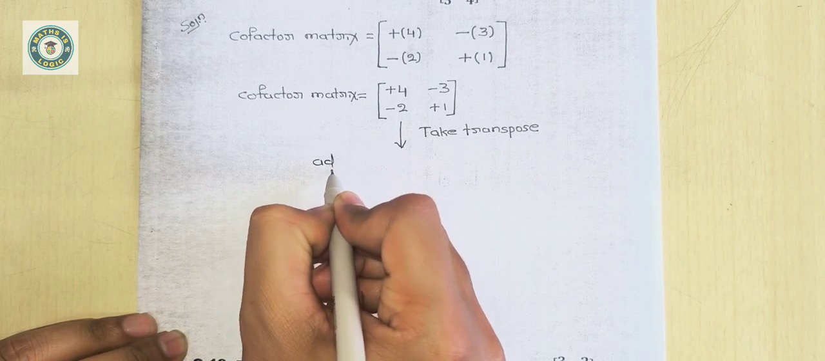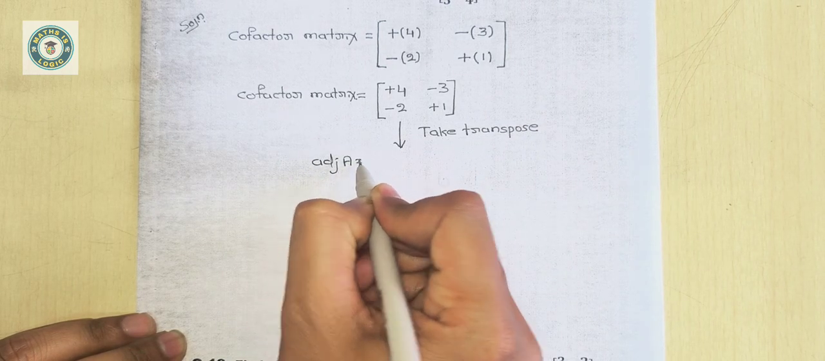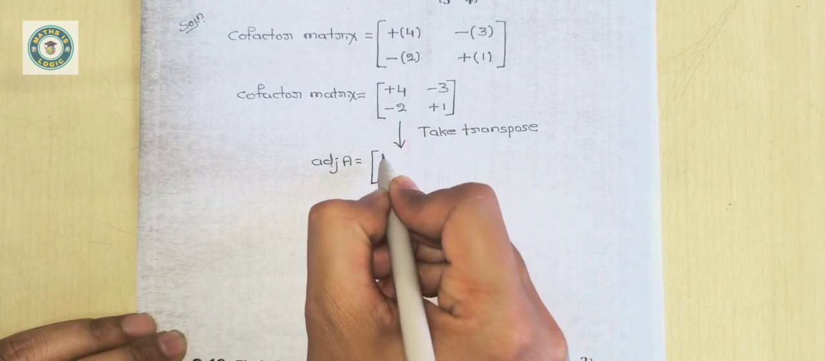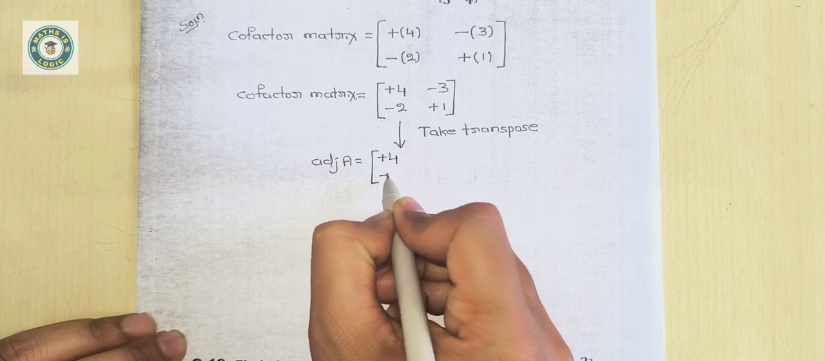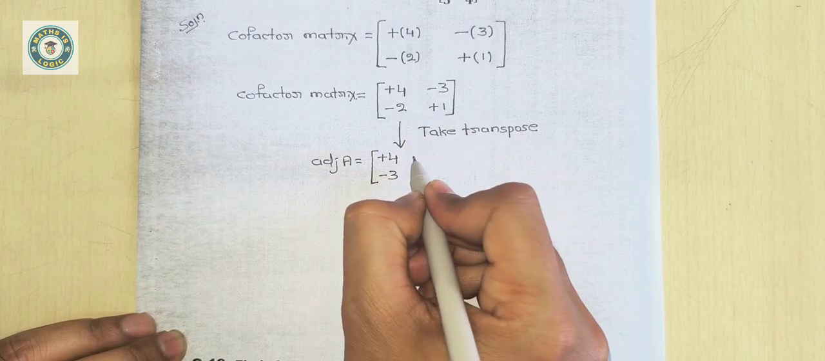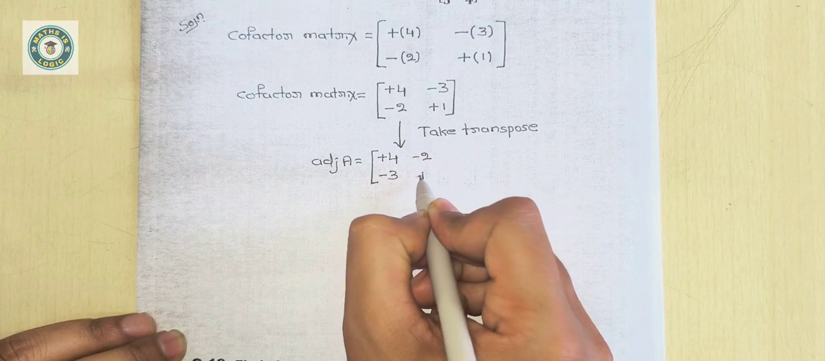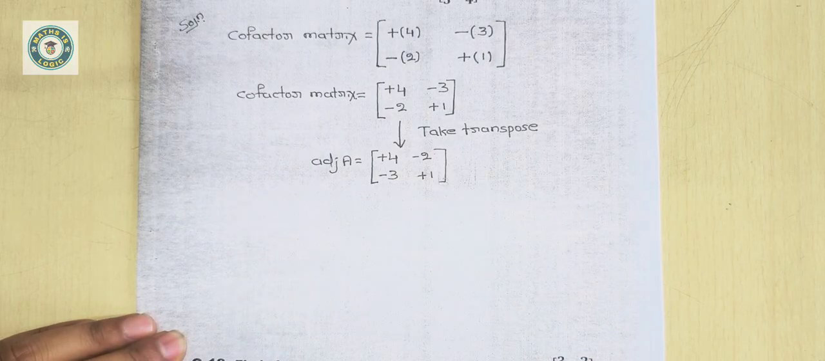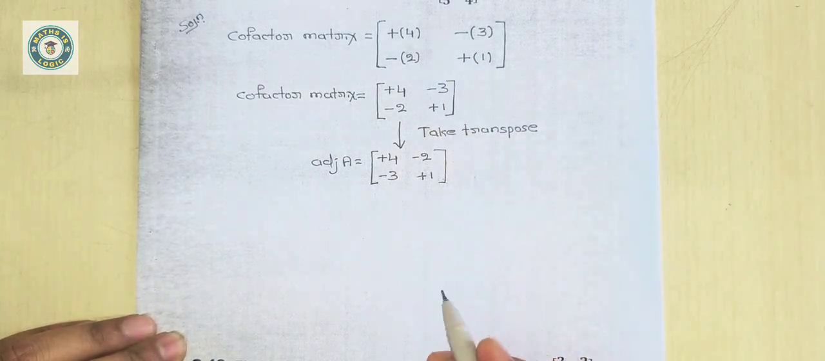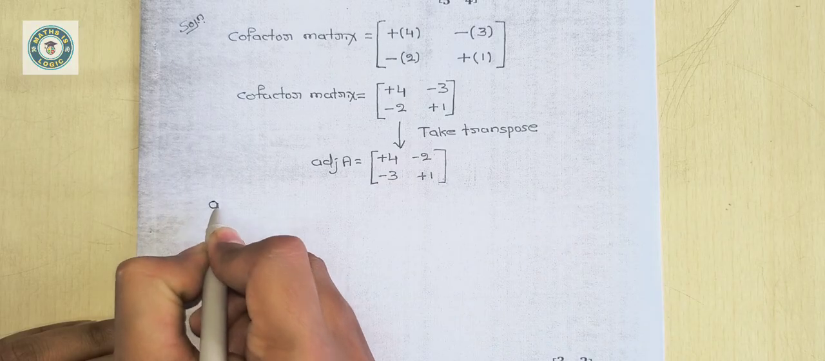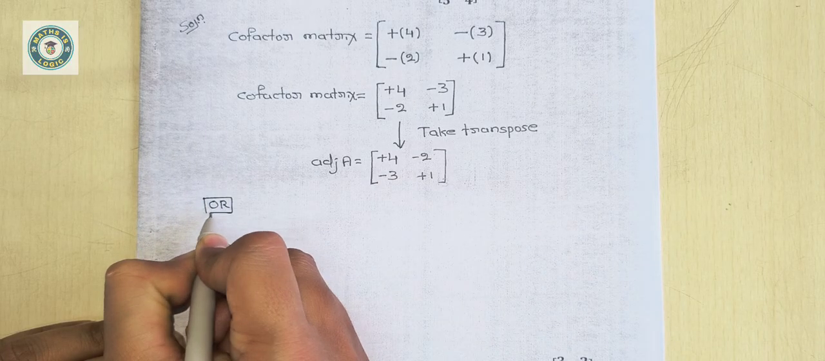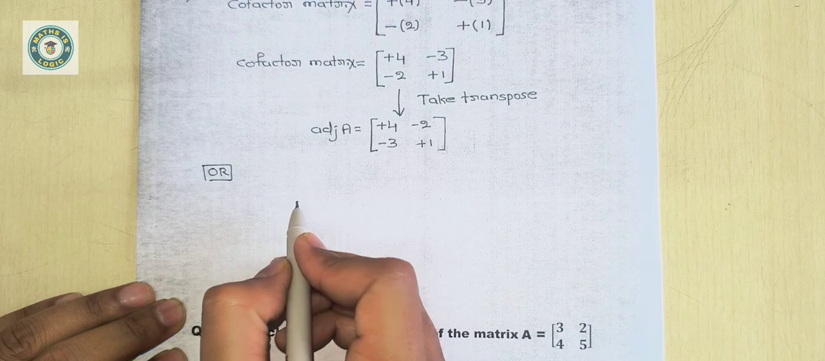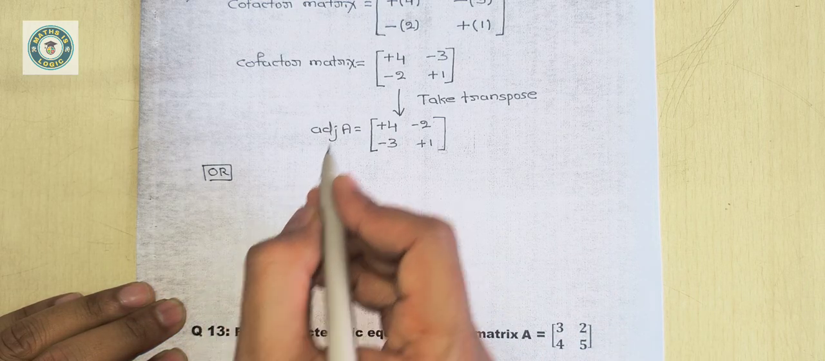Therefore adjoint of A is equal to, so transpose of a matrix means the first row we write as the first column, the second row we write as the second column. So this is the value of the adjoint of the matrix. So this is the regular method. Otherwise here we can use the shortcut method also. For this shortcut method, it is a one step answer.